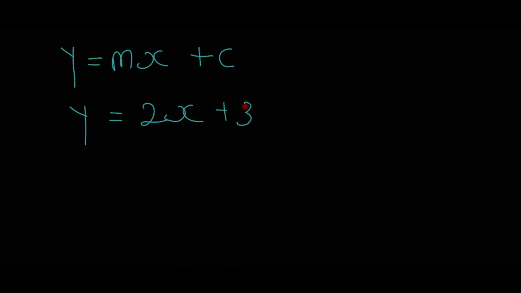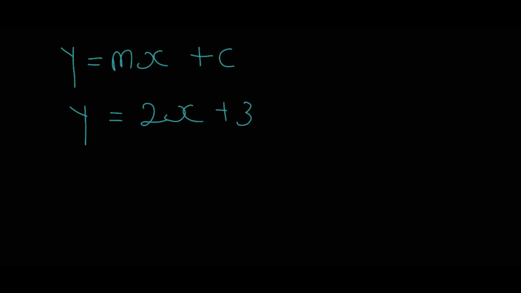And now let's discuss finding the equation of a straight line, whereby you will be given a certain point. The first thing to understand is that the equation of a straight line is in the form y = mx + c. This is the standard form. For example, y = 2x + 3.